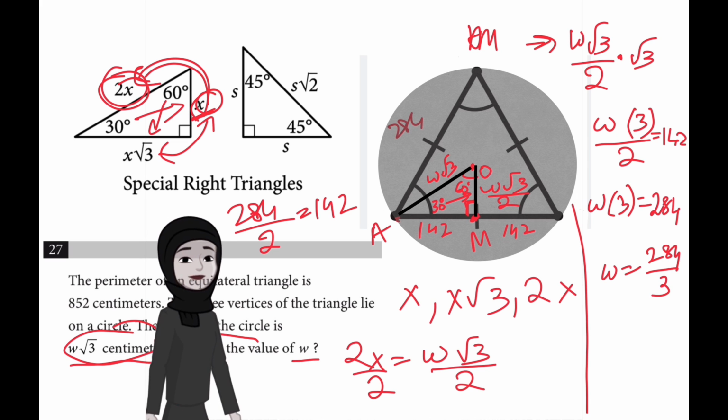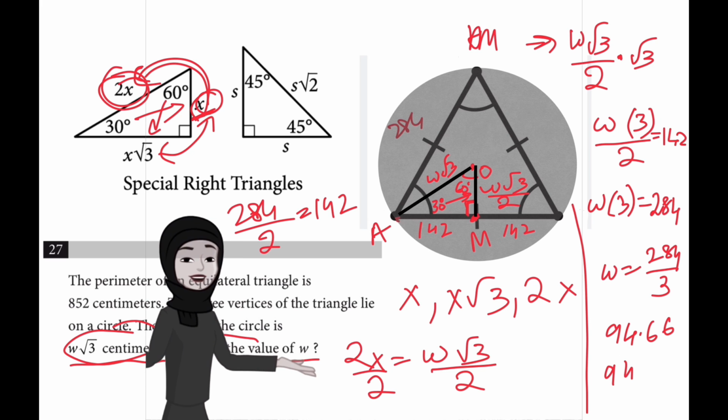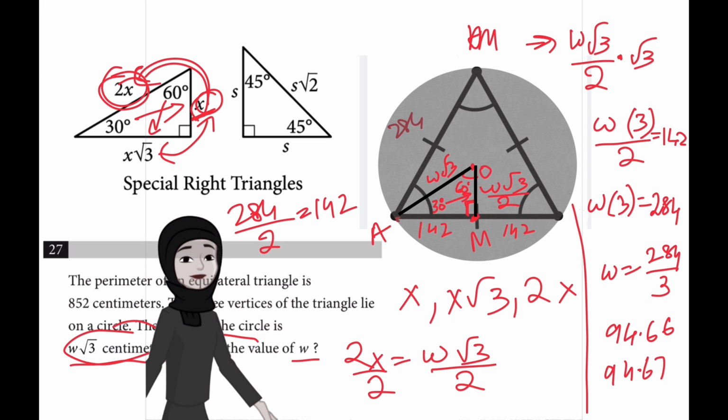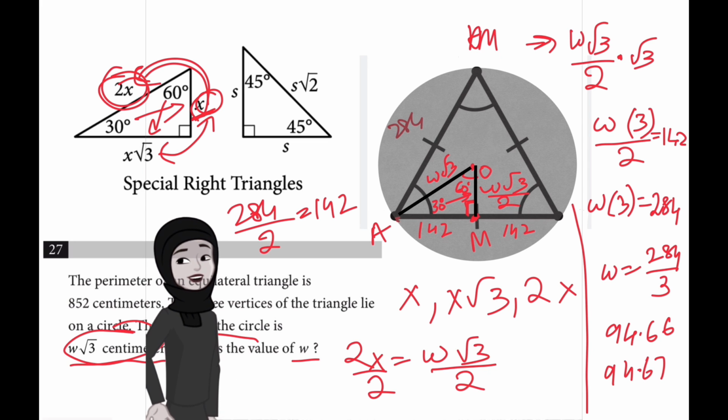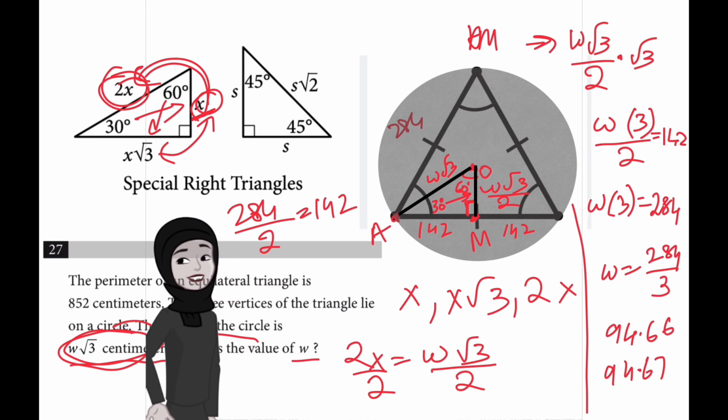Since it's a grid-in question, you can even give a decimal answer. Either you can grid in 284 by 3 or 94.66 or 94.67 after rounding. These are all examples of ways to enter a correct answer. The main thing here is to make sure that you form a right triangle so that we can get the value of the radius. AO is the radius and we are using the special right triangle to find out the value.